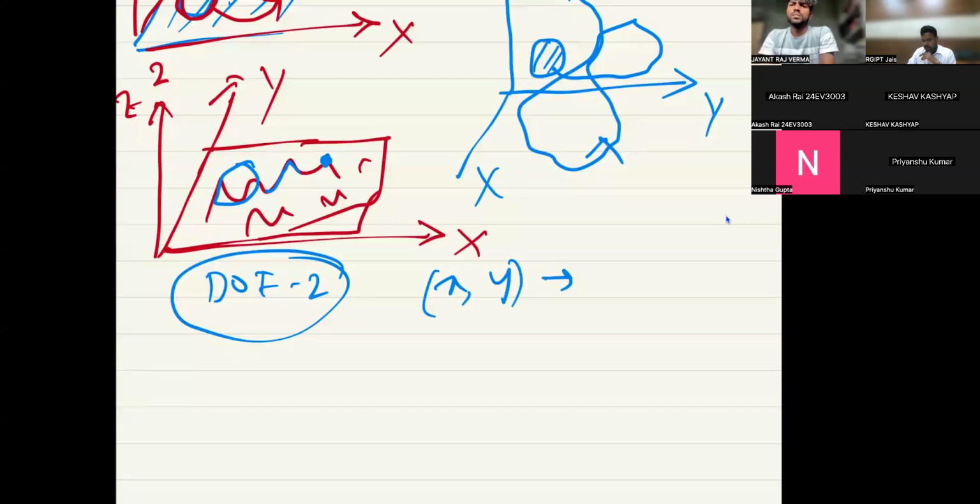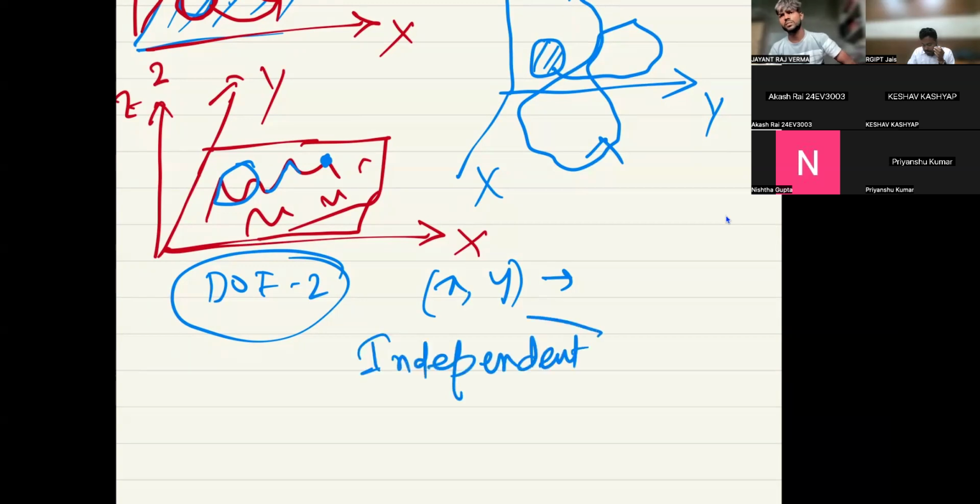So basically how many coordinates do you need? Independent coordinates you need. That's why that independent part is very important. How many independent coordinates do you have?